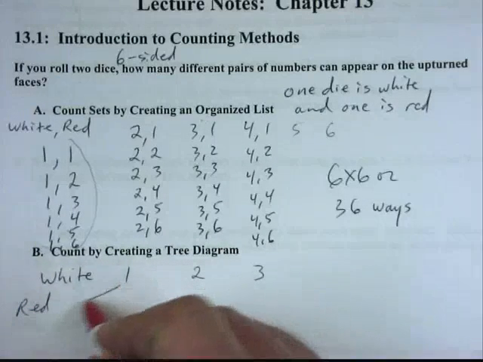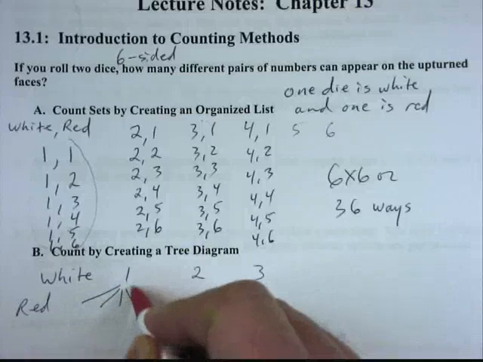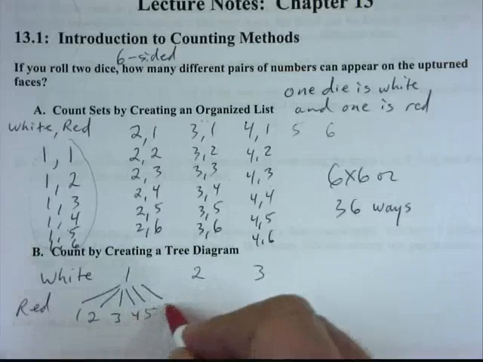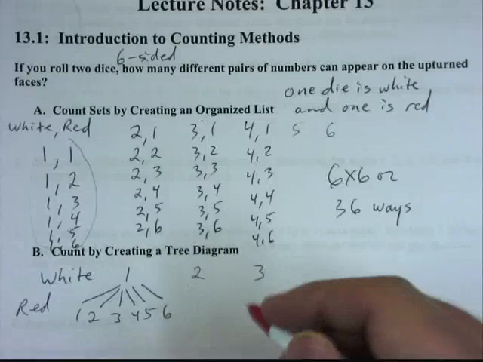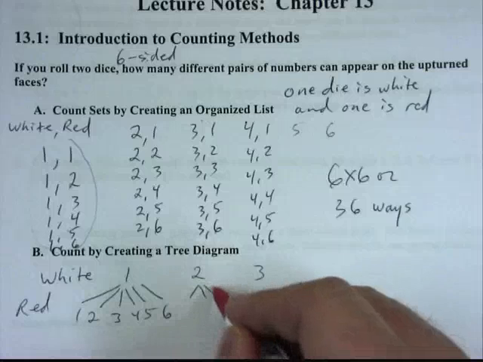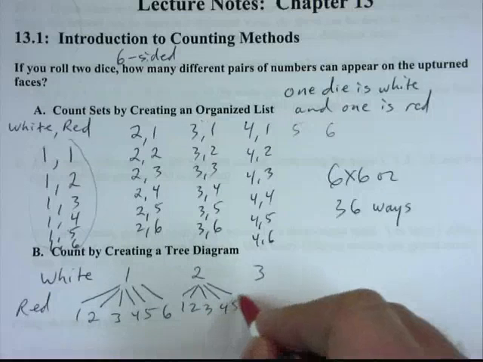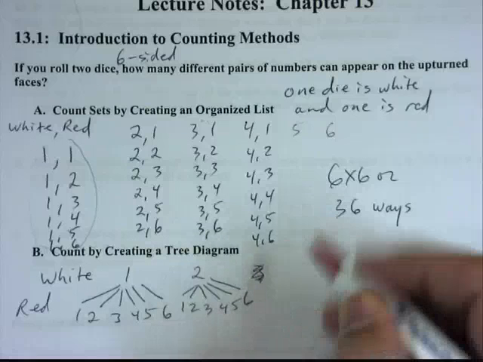So if the white is 1, the red has 6 different possibilities. It could be 1, 2, 3, 4, 5, and 6. If the white is 2, we've got 6 possibilities again. 1, 2, 3, 4, 5, and 6.